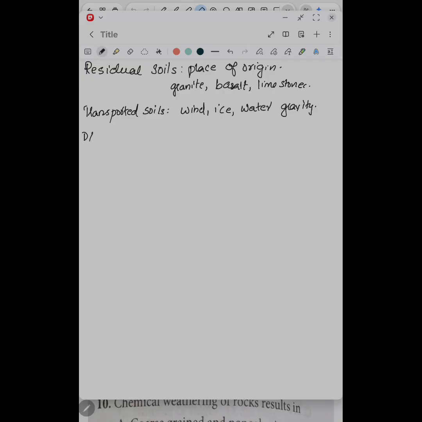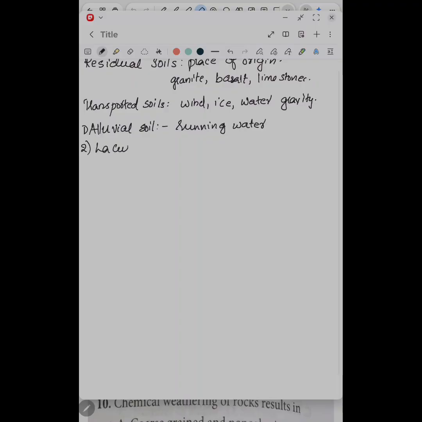So first one is alluvial soil. These are the soils transported by the running water. Then the second one is lacustrine soil. Here the agent is still water of lakes. So the soil deposited by the still water of lake we can call lacustrine soil. Okay, the third one is marine soil.